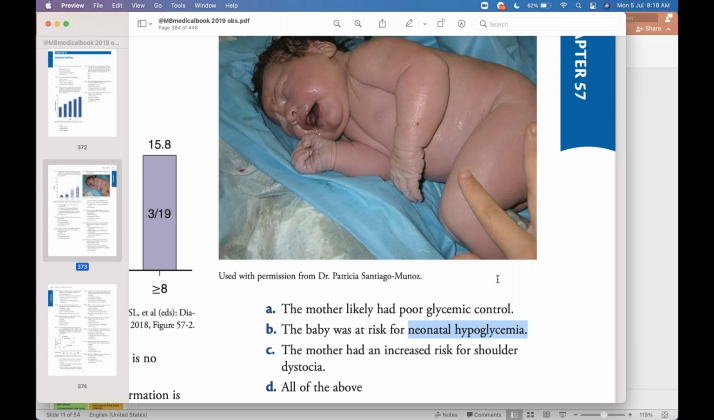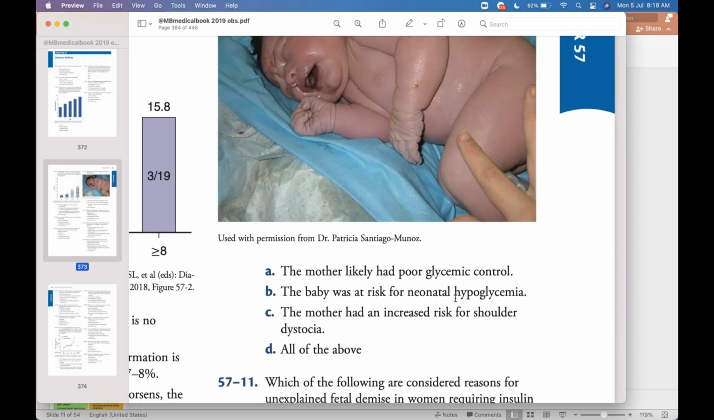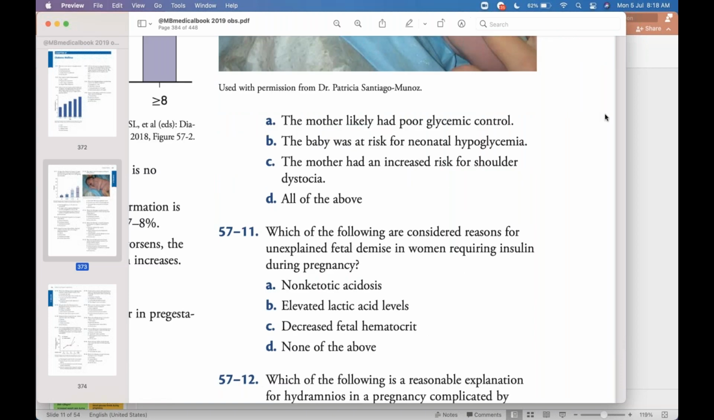Okay, and the mother has an increased risk of shoulder dystocia. Now why shoulder dystocia? Again macrosomia, and macrosomia where? At the shoulder pads. Okay, and what is the first step if shoulder dystocia develops? What is the first step that you will do?